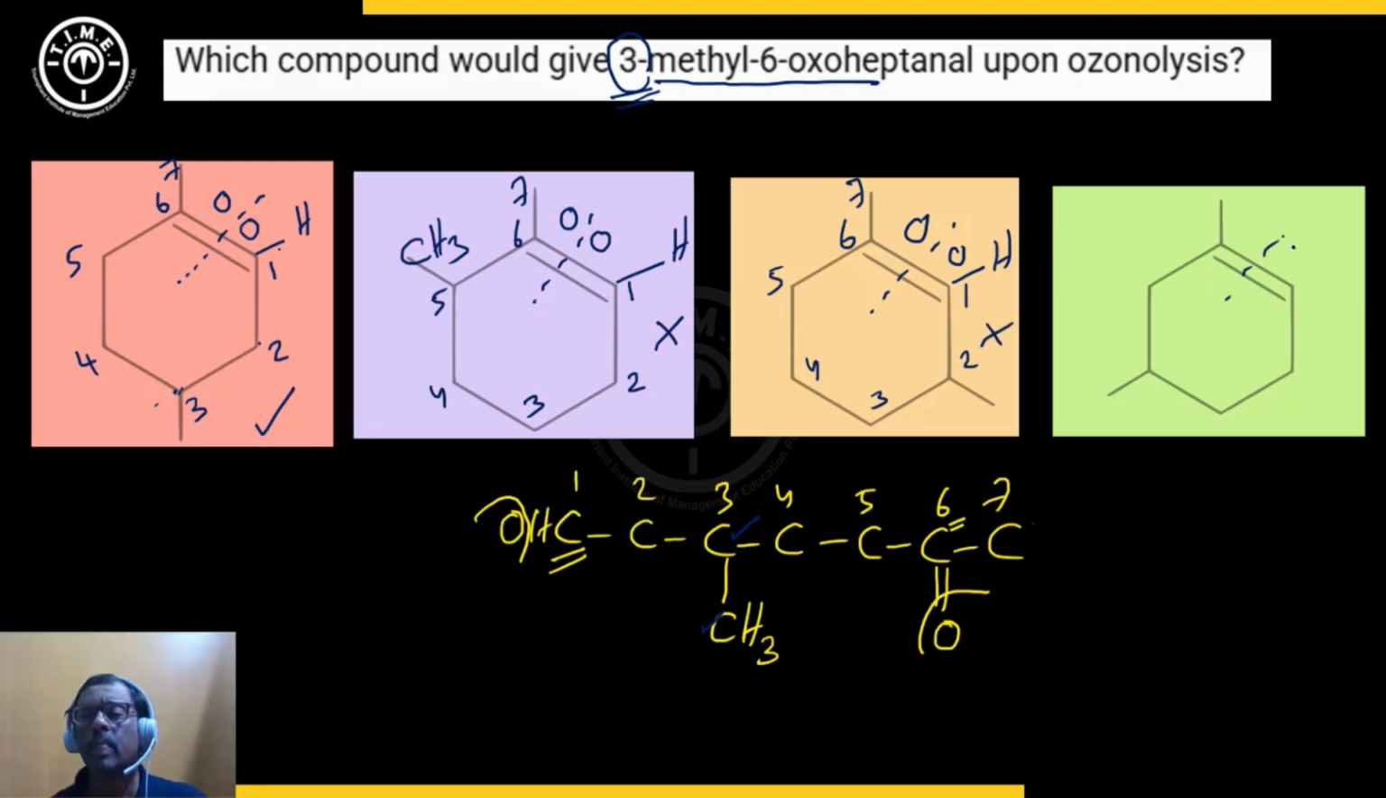Look at this. Again, there is a hydrogen here. Again, this is carbon number 1, 2, 3, 4. On the 4th carbon, you have got the methyl. So this is also not true. Therefore, it is the first compound. Clear?